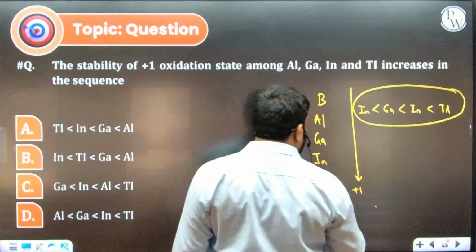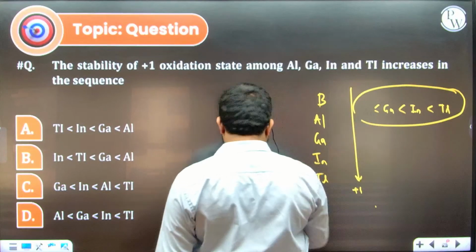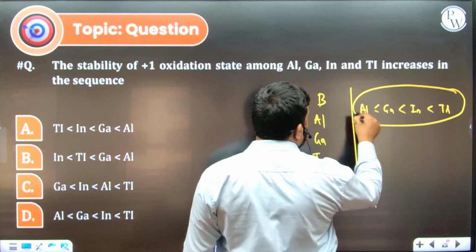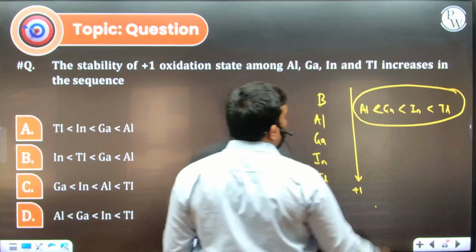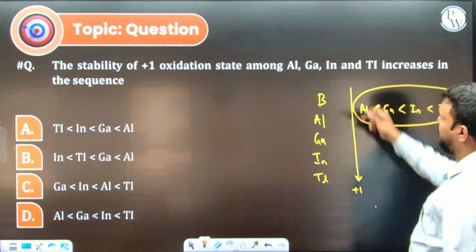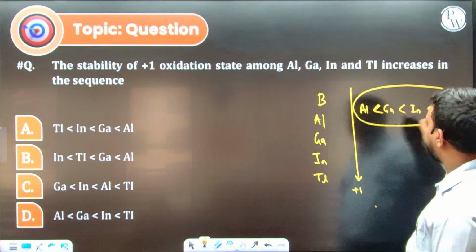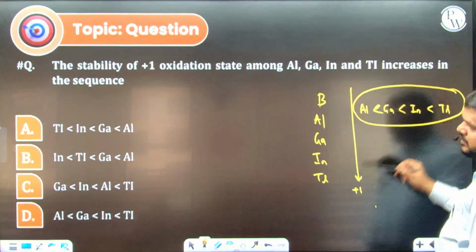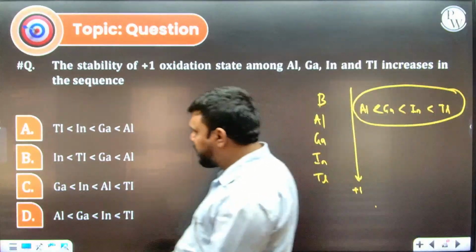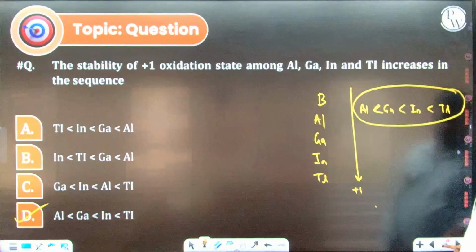Sorry, aluminium. We should be writing aluminium over here. So this will be the answer over here: thallium, indium, gallium and aluminium. You can see we already discussed thallium, indium, gallium and aluminium. So the fourth option will be the answer over here. Okay. So let us continue. See the questions.